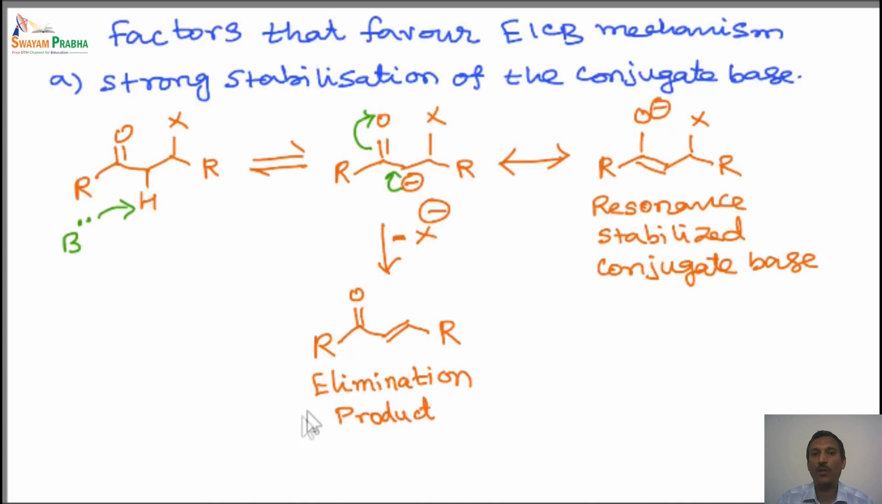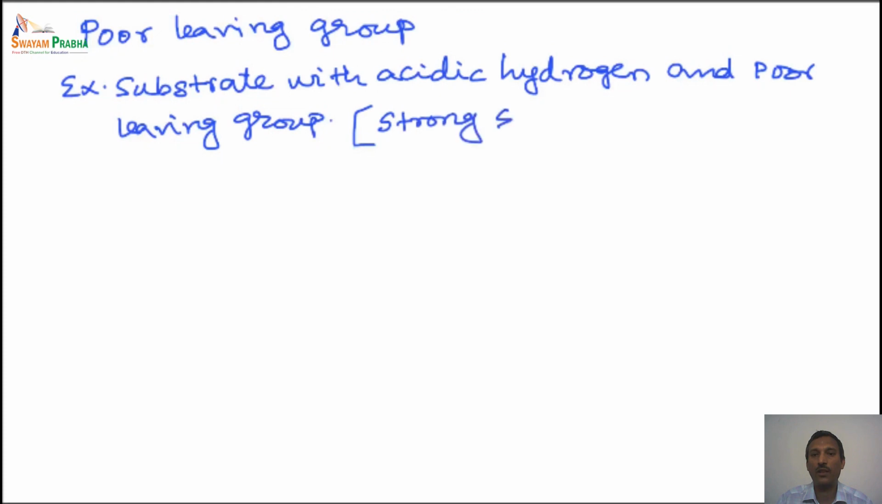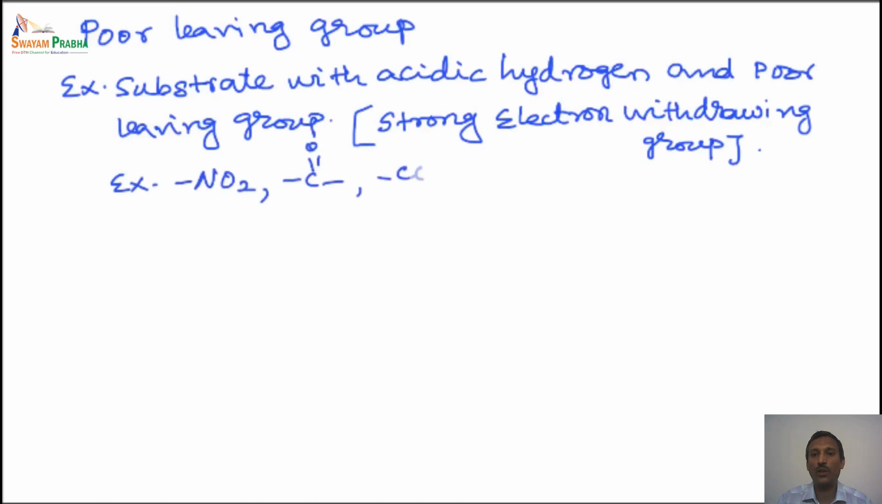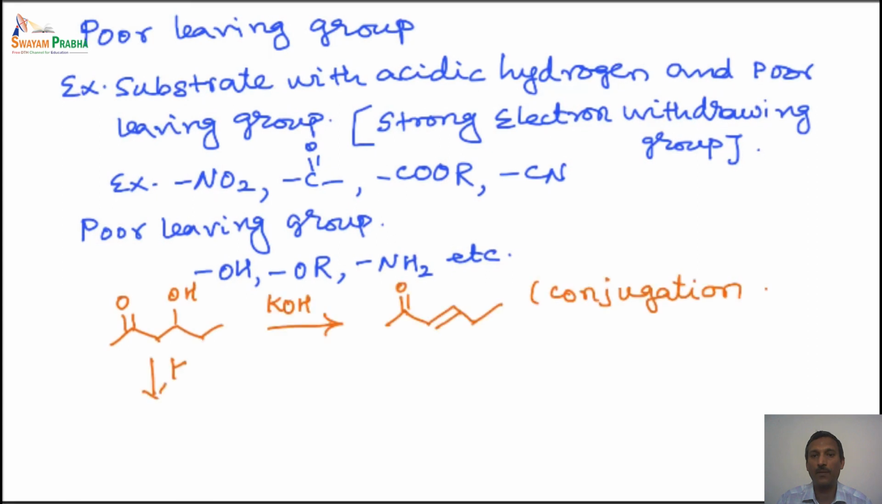If this intermediate undergoes loss of the leaving group, that leads to an elimination product where we get an alpha beta unsaturated system. And there are various poor leaving groups that can also affect the reaction. For example, substrates with acidic hydrogens and poor leaving groups favor the E1CB mechanism. That means strong electron withdrawing groups are very poor leaving groups. For example, nitro groups, keto groups, esters and cyanides are poor leaving groups, and these favor the E1CB mechanism. The presence of a strong electron withdrawing group actually favors the E1CB mechanism.